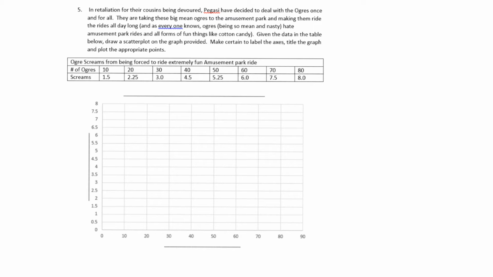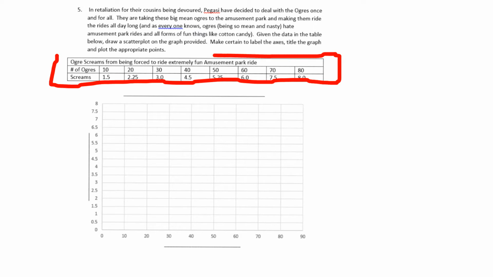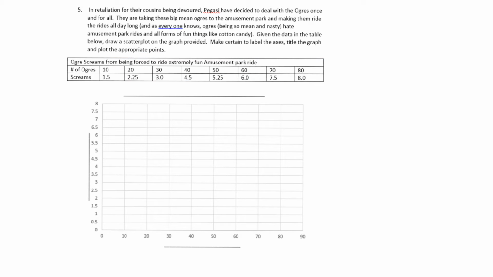Awesome! So what we have to do in this is basically make our own little graph. So here's the data that we have to work with. It's here in this box. And what we need to do is find out what we want to title it first. So I actually like this title, Ogre Screams from Being Forced to Ride Extremely Fun Amusement Park Rides. So you know what? I'm actually going to use this title as my title of the graph. Give me 1 second, I'll put that in.